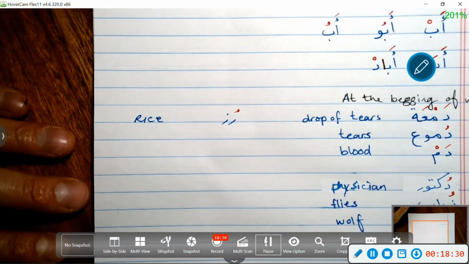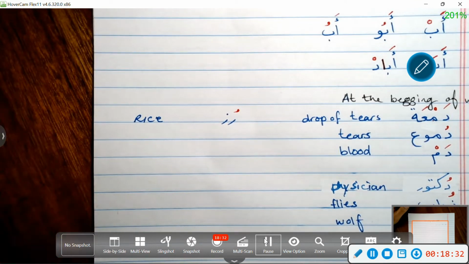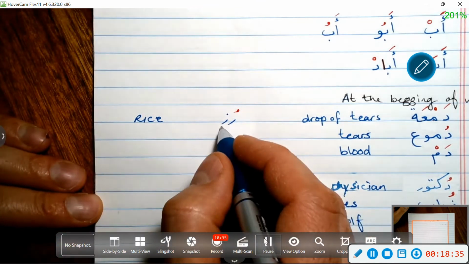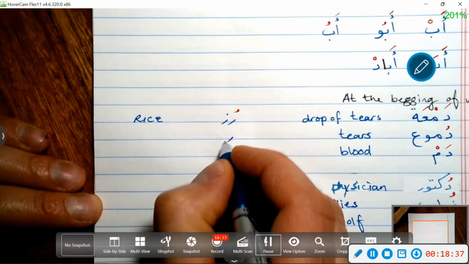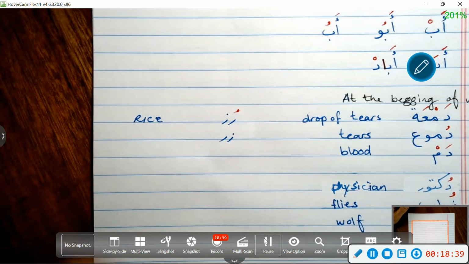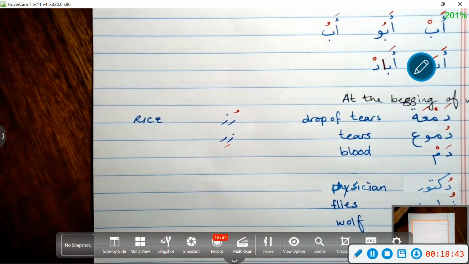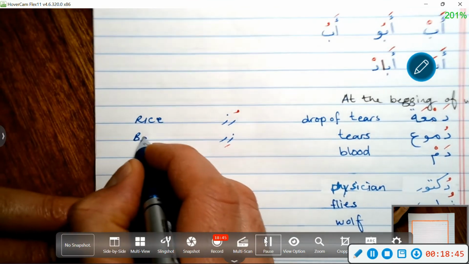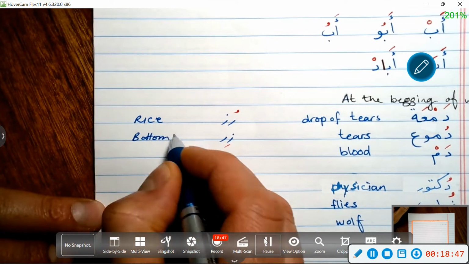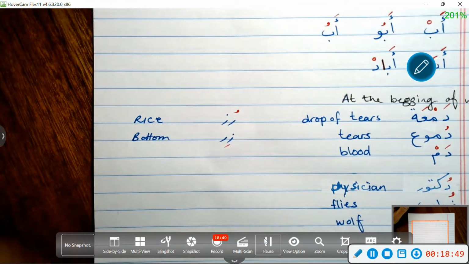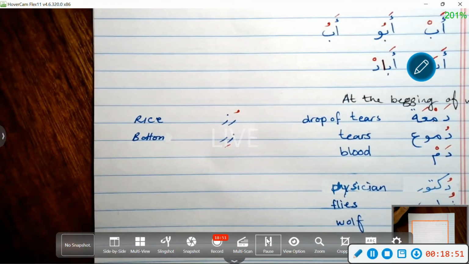Another word, Zain or Zai at the beginning, it's Zir. Kasra over the Zai, and it means a button. So Zir, it means a button.